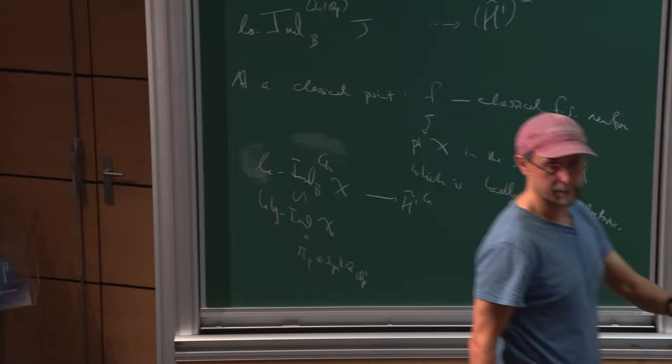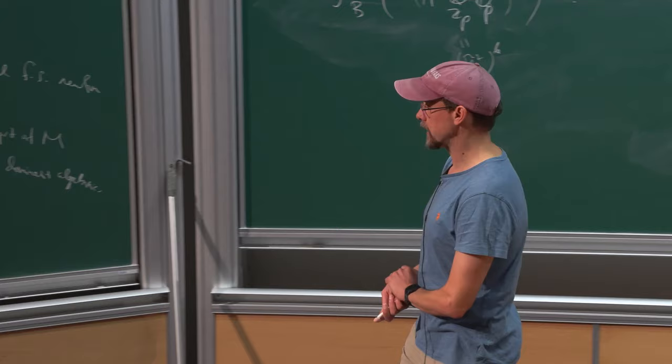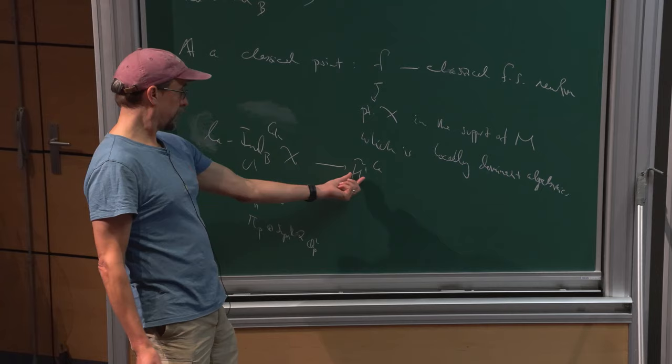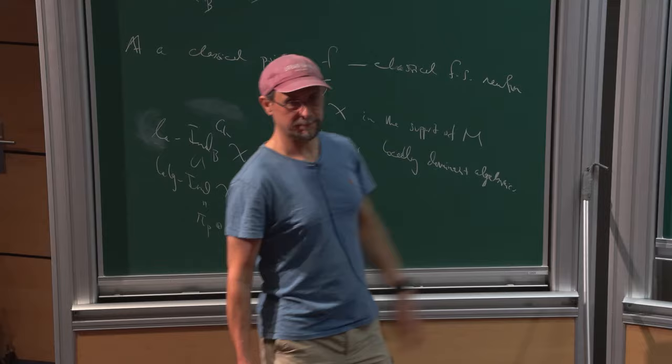So in weight 2, you would just get the smooth representation. In higher weight, you get a locally algebraic representation. And you kind of recover this, sort of the classical modular form sitting inside cohomology by Eichler-Shimura theory. As kind of a part of this story.